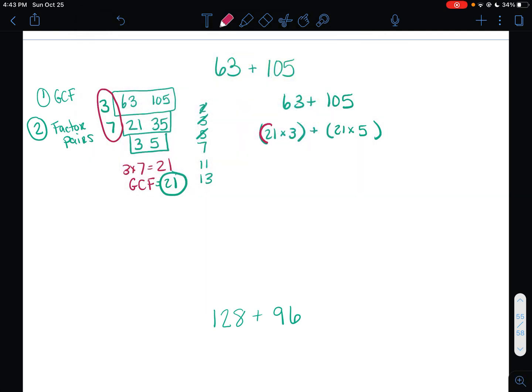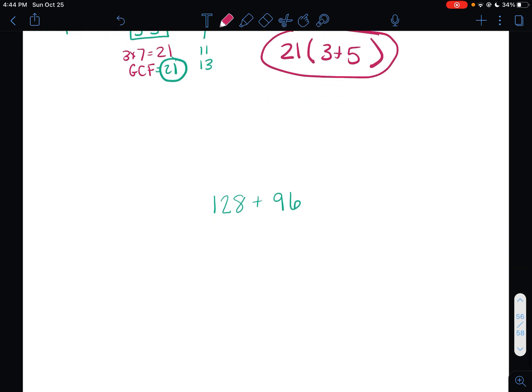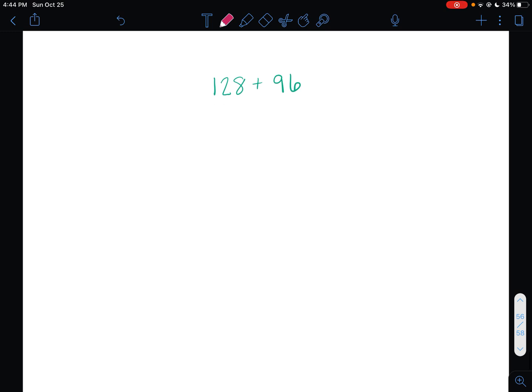After that, you want to factor out or pull out the greatest common factor out front, which is 21, and whatever is left goes in parentheses, so 3 plus 5. And then there's your answer, 21 times 3 plus 5. Okay, so one more example. If you feel confident and would like to pause the video and try this on your own and then come back to make sure you got it right, that's awesome, do it.